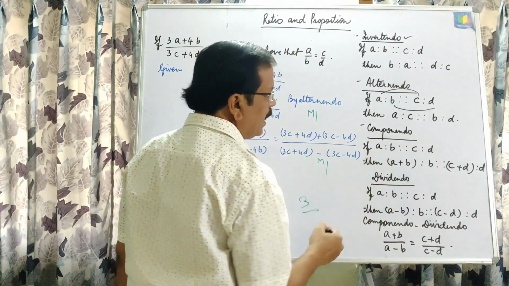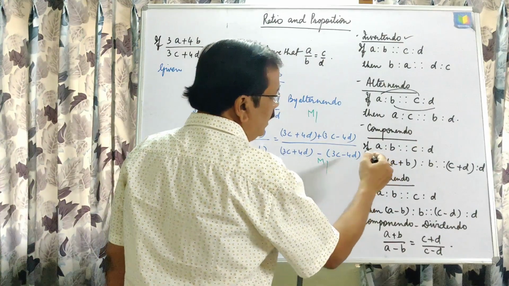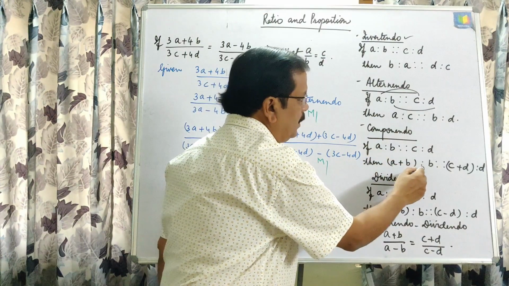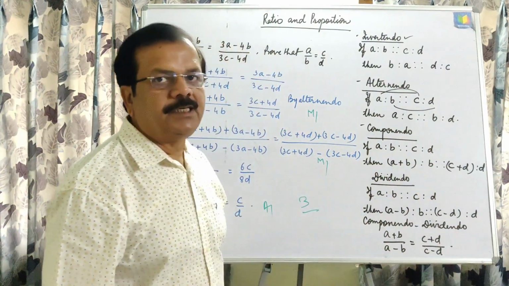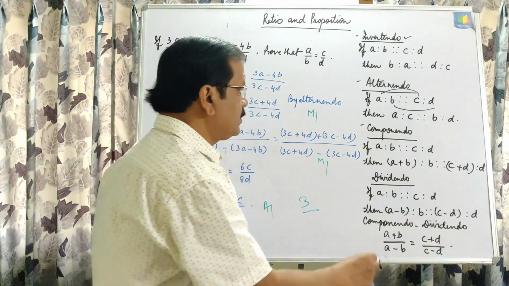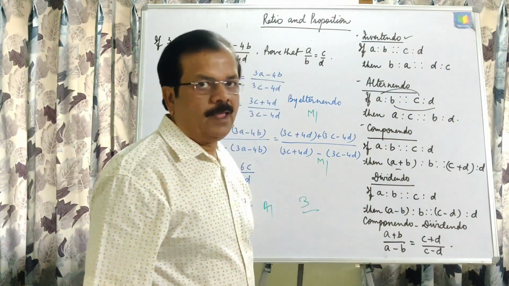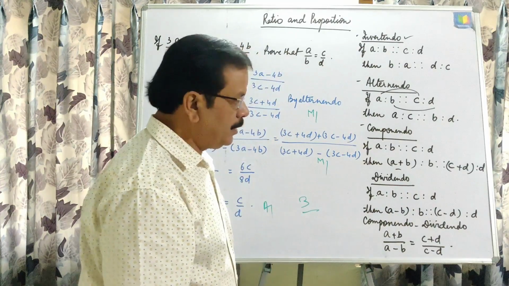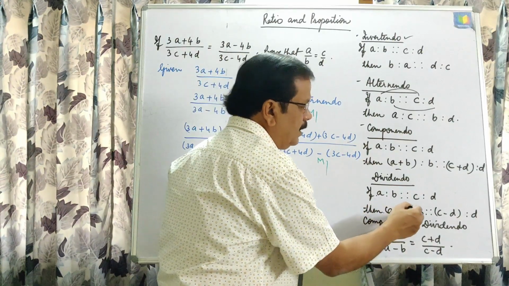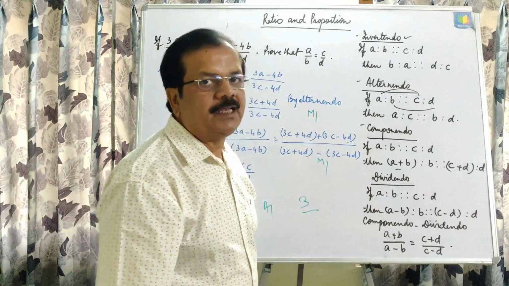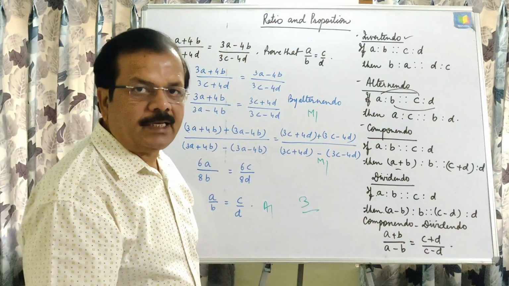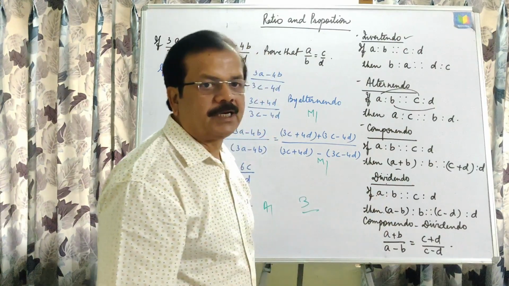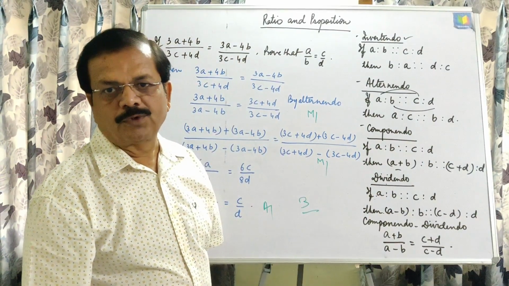If A, B, C, D are in proportion, then adding 1 on both the sides, you can write (A plus B) is to B is equal to (C plus D) is to D, and this is called componendo. Now the next: if A, B, C, D are in proportion, then (A minus B) is to B is equal to (C minus D) is to D. This is the property of dividendo. You can find it by subtracting 1 on both sides.